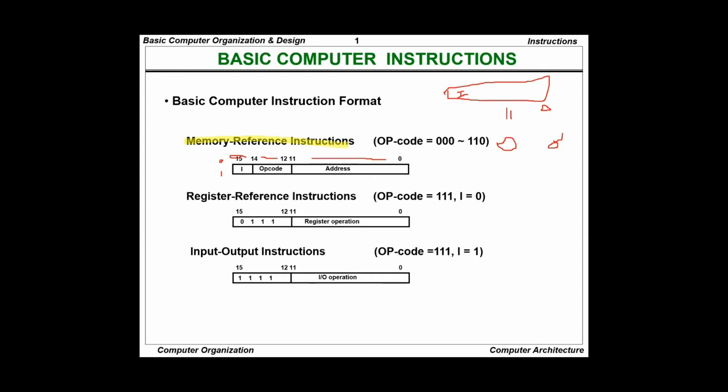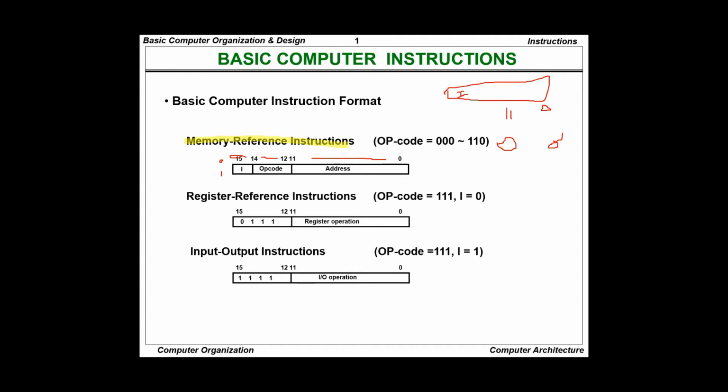So we all know about that, right? 12 to 14 means bits 12, 13, 14, a total of 3 bits. 3 bits means we may get 8 operations basically. So your opcode always lies between 000 to 110 in memory reference instructions. Okay, so what about register reference instructions?